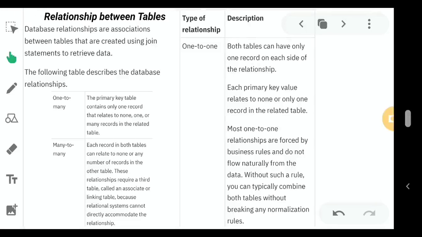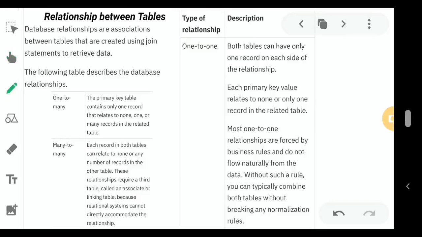Okay, so there are mainly three types of relationships. That is one-to-one, one-to-many, and many-to-one. Okay, these are the most prominent kinds of relationship between table to table. So now coming to what is a one-to-one relationship?